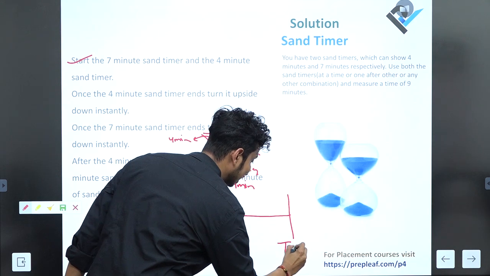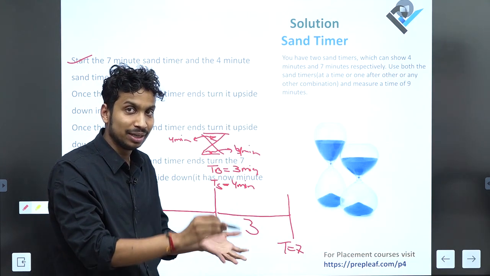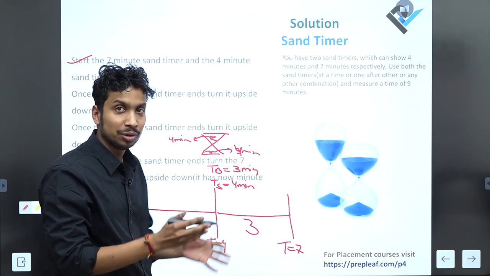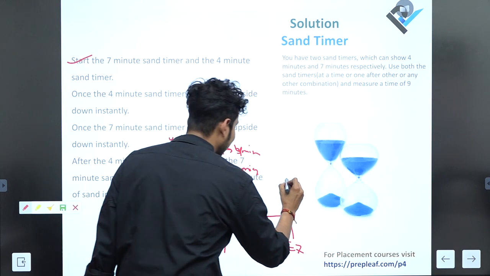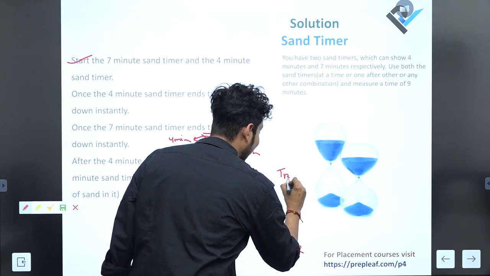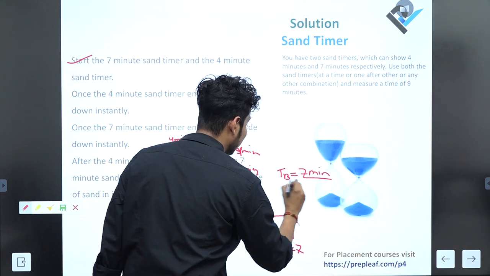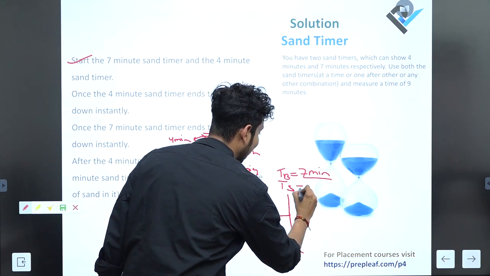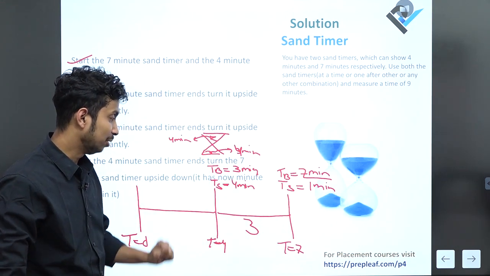At t equal to 7 minutes, like after 3 minutes, the bigger sand timer has become completely empty, so we have to turn it upside down. That means we have to reset it. So the big timer has been reset, with a capacity of 7 minutes, and the small timer has 1 minute left. And we have measured 7 minutes.